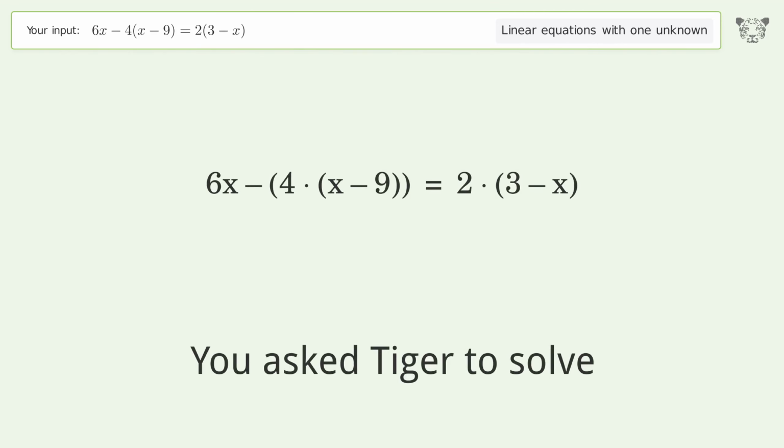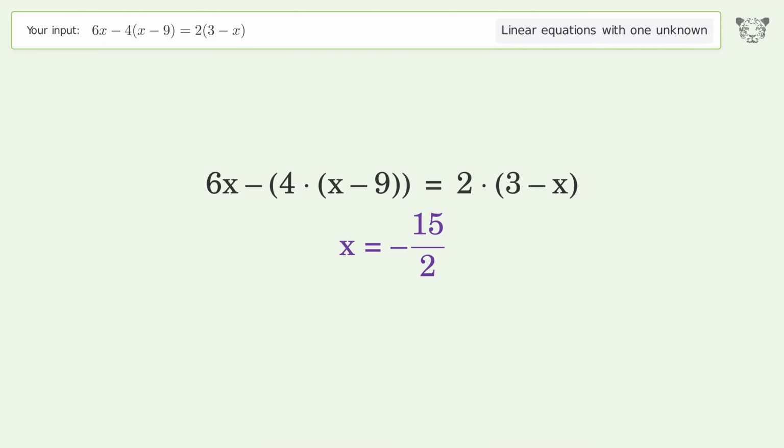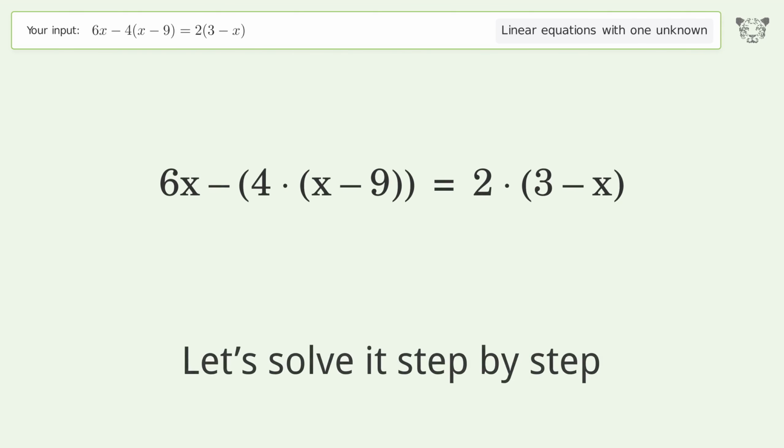You ask Tiger to solve this. It deals with linear equations with one unknown. The final result is x equals -15/2. Let's solve it step by step.